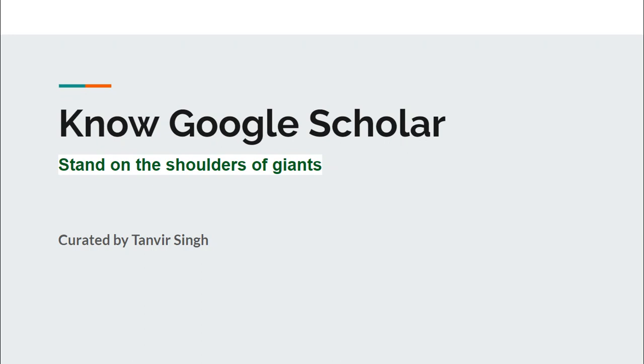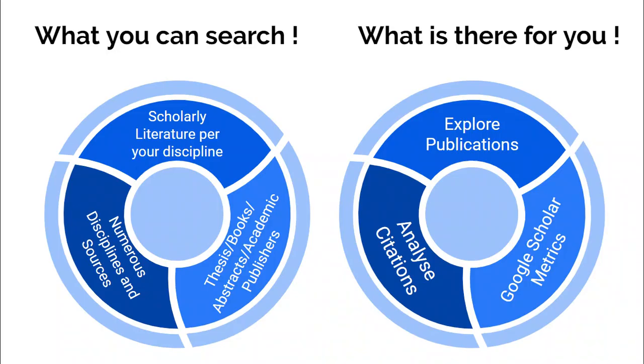In this video, we will learn how you can use Google Scholar and how it can be useful for you, being a researcher, to explore publications and to know various research metrics offered by Google Scholar. So let us start. What you can search in Google Scholar is scholarly literature per your discipline or field.